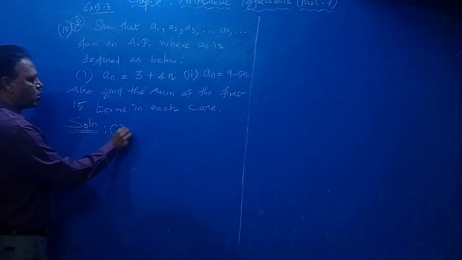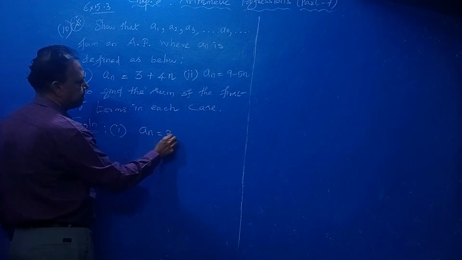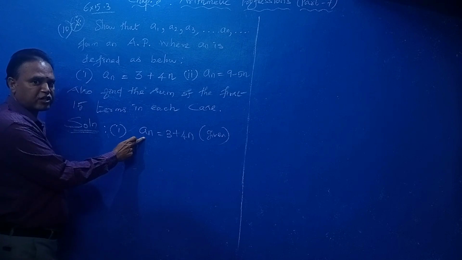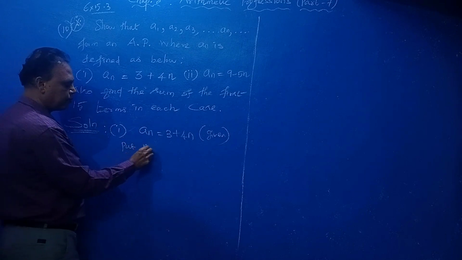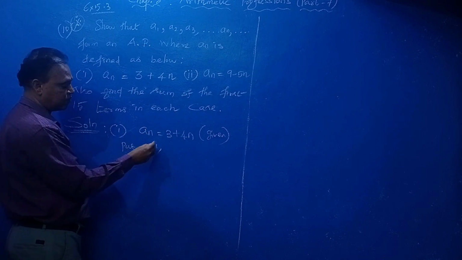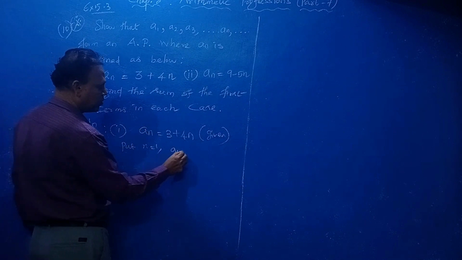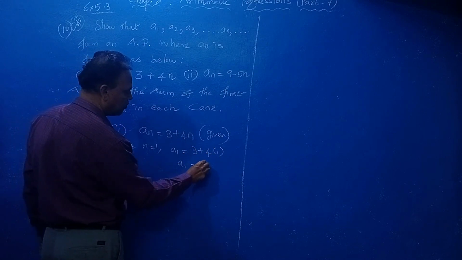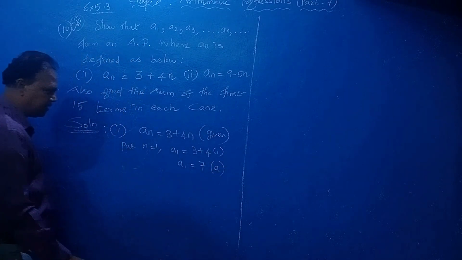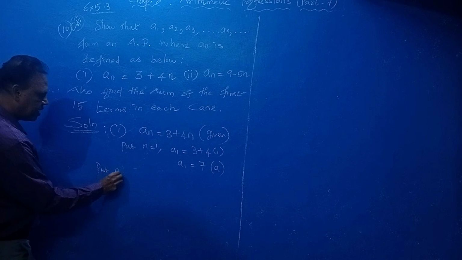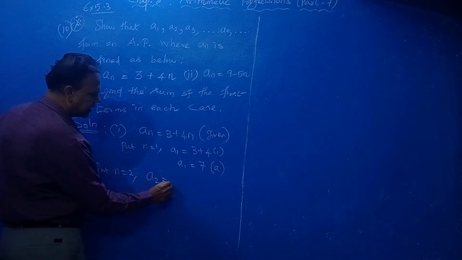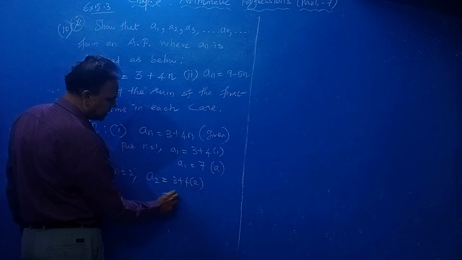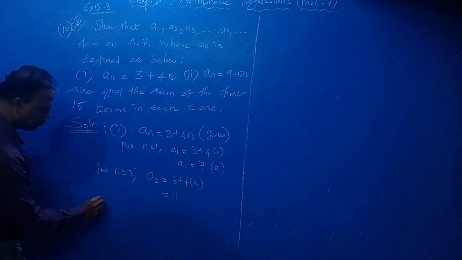So AN is given. To get the first term, what you have to do? Put n equal to 1. A1 is the first term. So put n equal to 1, A1 equals 3 plus 4 into 1. That is A1 equals 7. That is the first term. Clear? Same way, put n equal to 2. So A2 you will get. A2 equals 3 plus 4 into 2. That is 3 plus 8, which is 11. Second term is 11.